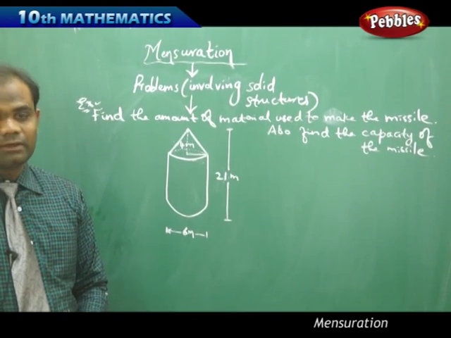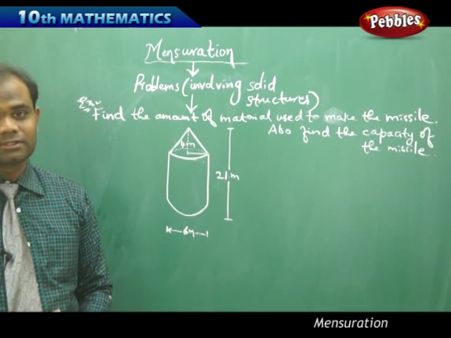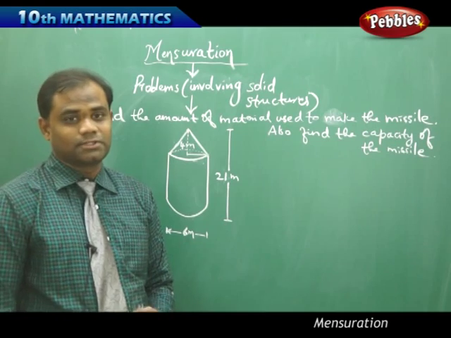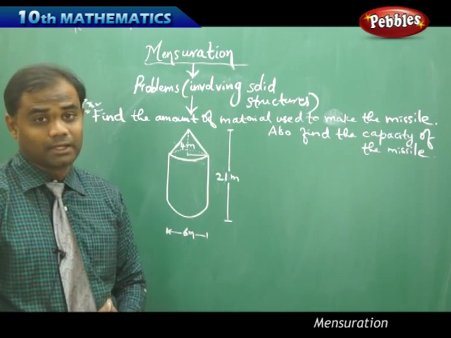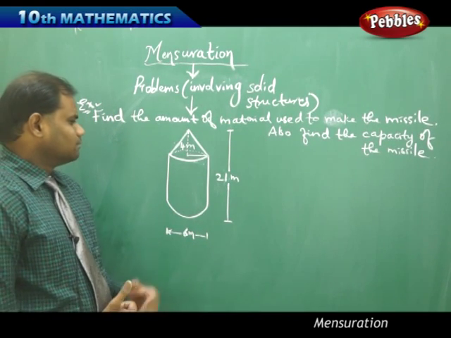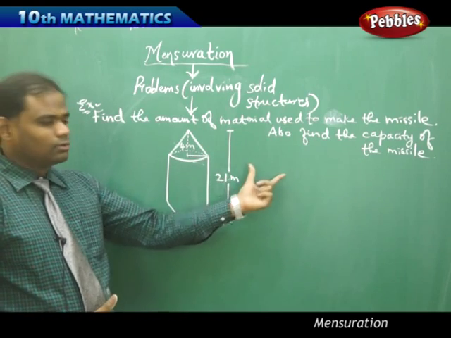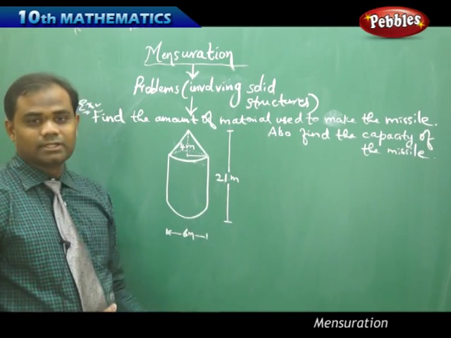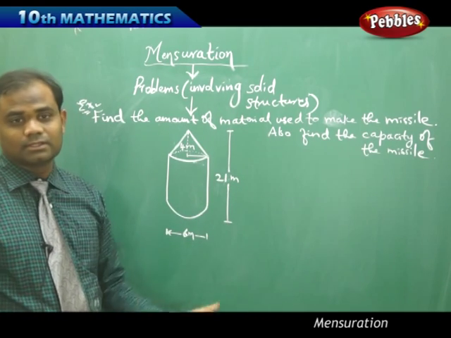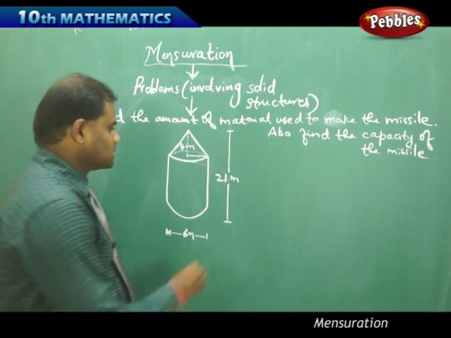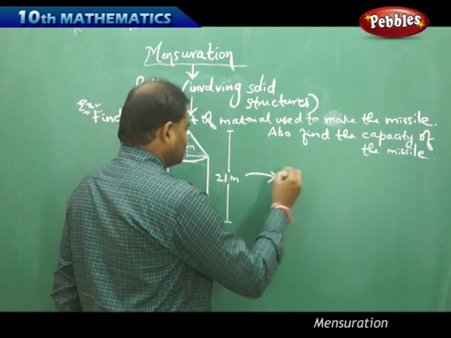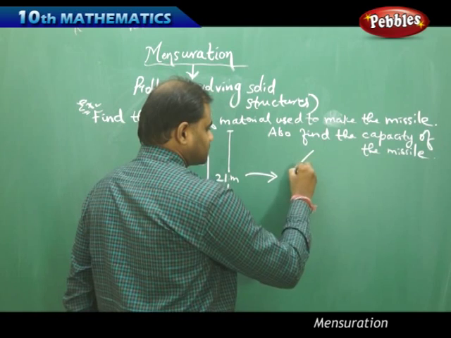Now clearly, when I see this missile, there are three basic solid structures which I identify. Here the upper part is a cone, the middle part is a cylinder, and the third part is a hemisphere. So let's see more clearly how we get the different solid structures.